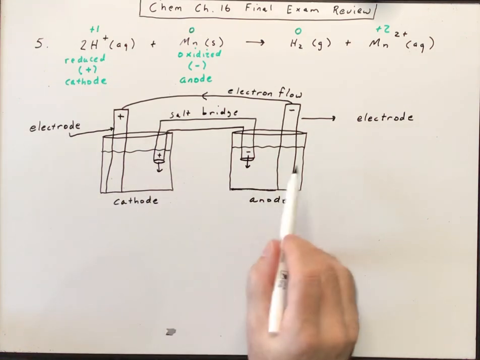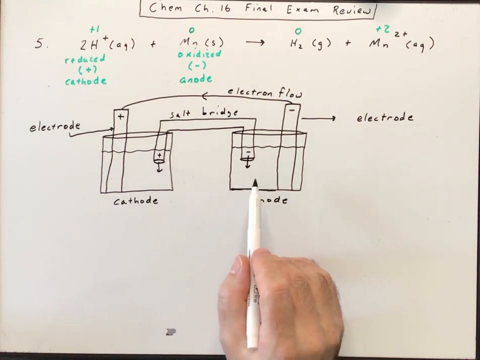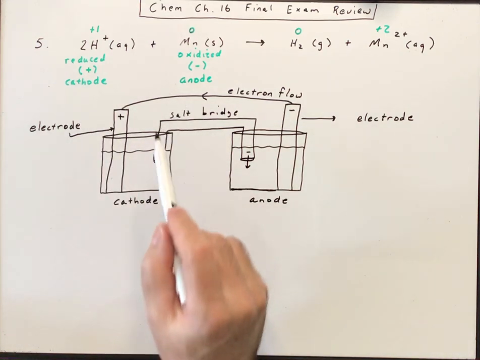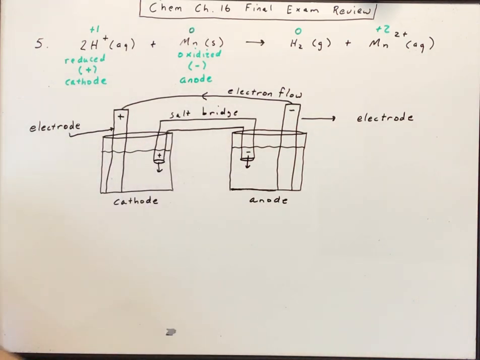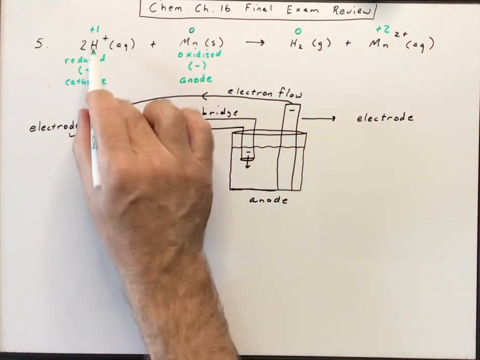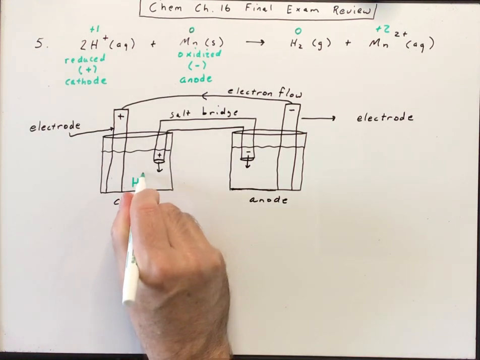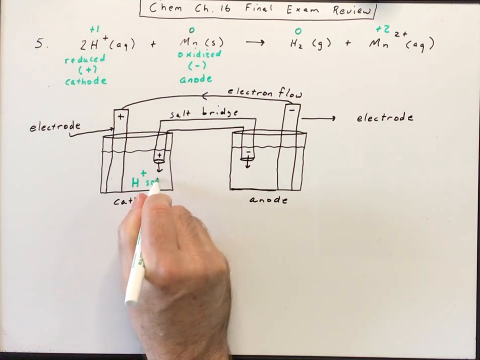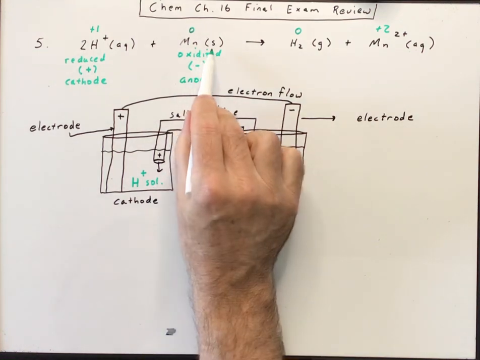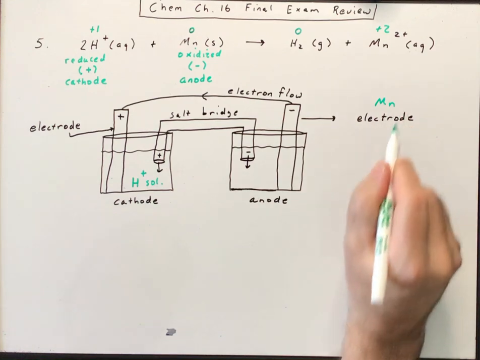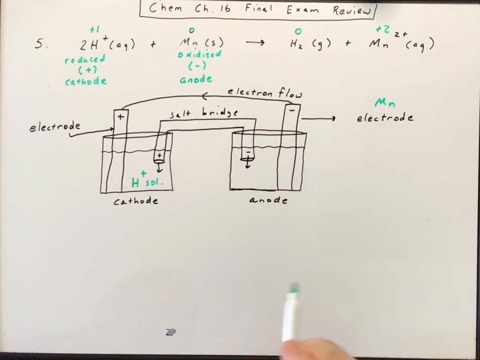That gives you half the points. The other half of the points come from whether you got the anode side and the cathode side correct in terms of labeling these reactants. Well, H plus is in solution. It is the cathode, so we need to write that in the solution. So H plus solution. Then the electrode on the right side is made of solid manganese, so it's a manganese electrode. And that will do the trick.